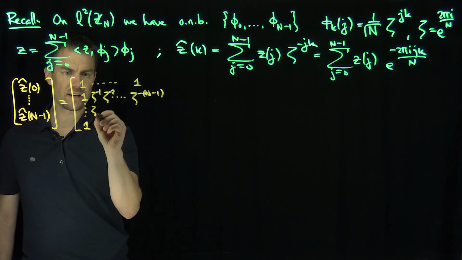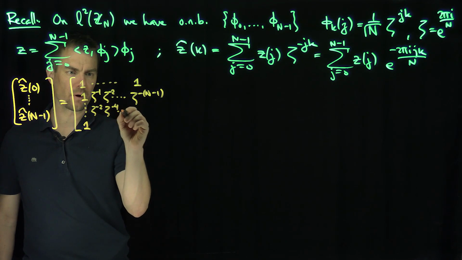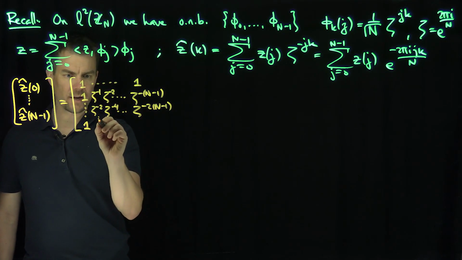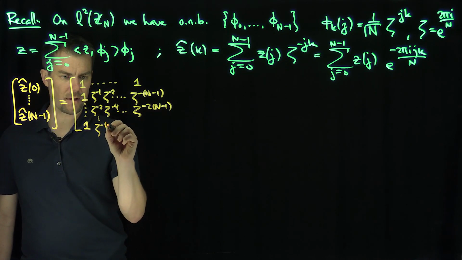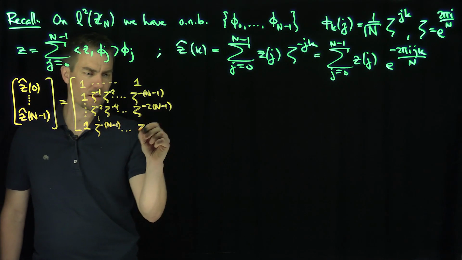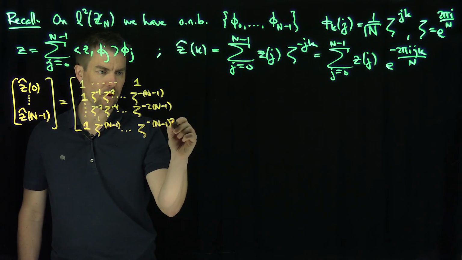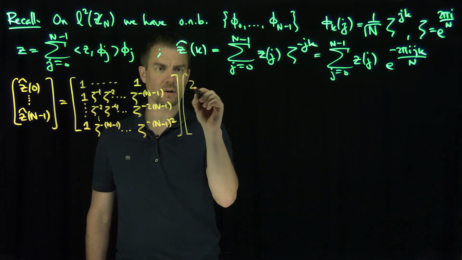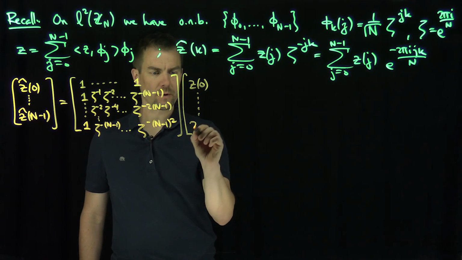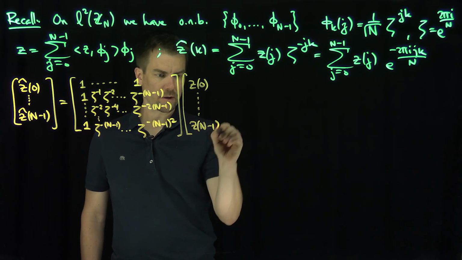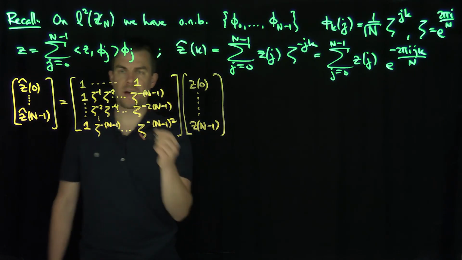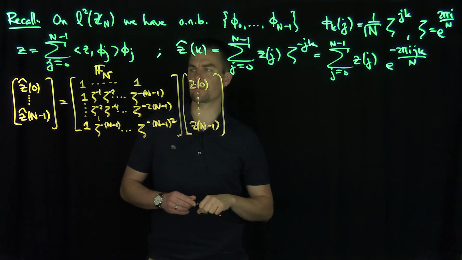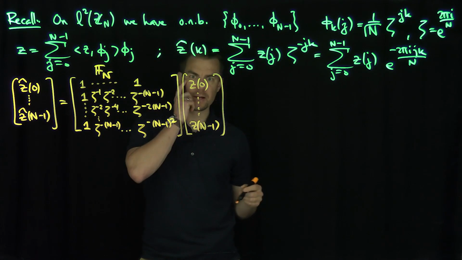The next row would be zeta to the negative 2, zeta to the negative 4, all the way down to zeta to the negative 2 times n minus 1. And all the way down, the last row should be zeta to the negative n minus 1, up to zeta to the negative n minus 1 quantity squared, right? Applied to what? Applied to z0 all the way down to z n minus 1. So we see it's a linear operator. I'm going to call this mapping Fn, the Fourier matrix. So we really have that z hat is Fn times z.